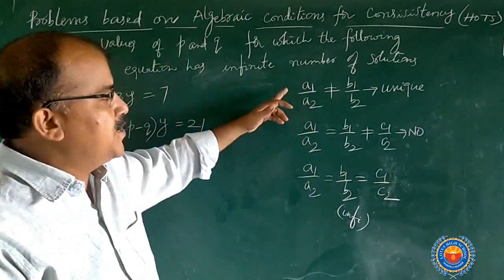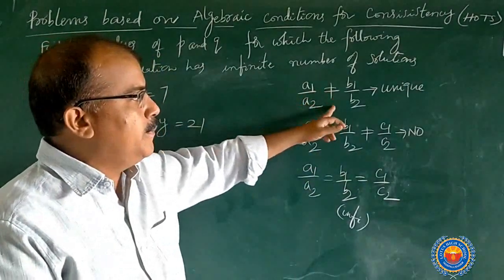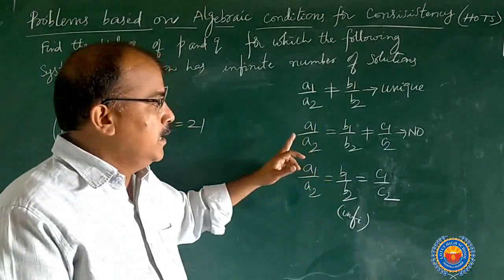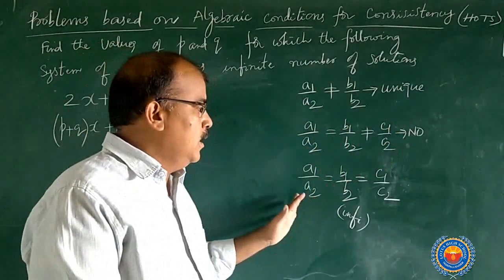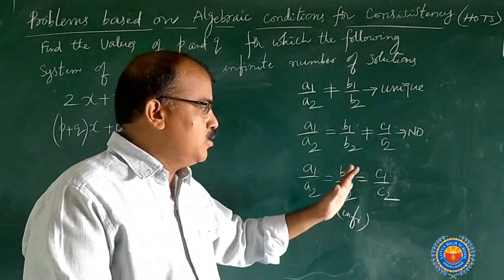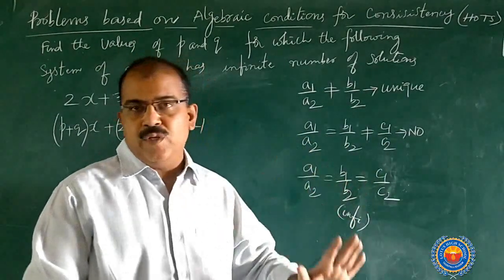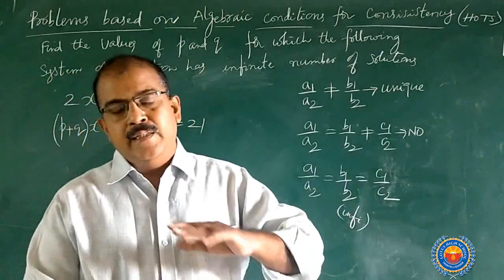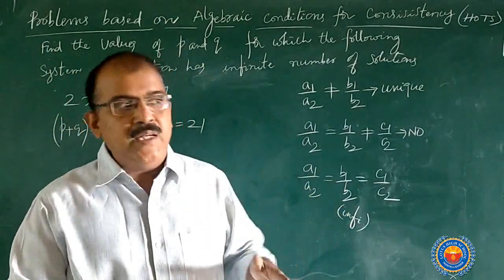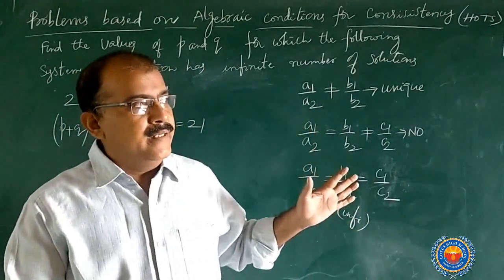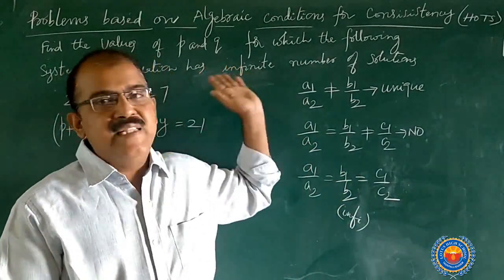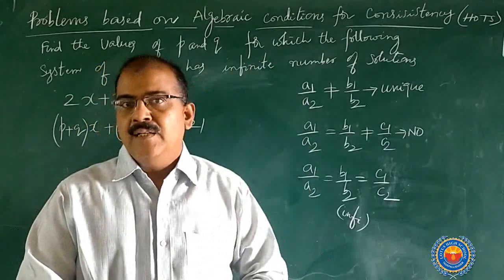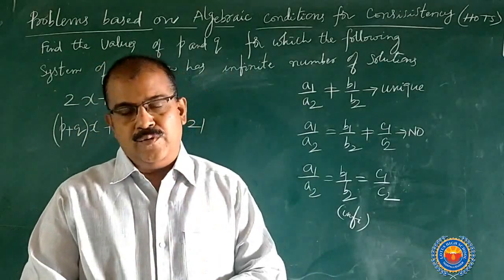So if the condition is a1 by a2 is not equal to b1 by b2, that is nothing but unique solution. a1 by a2 is equal to b1 by b2 is not equal to c1 by c2, no solution. a1 by a2 is equal to b1 by b2 is equal to c1 by c2, infinitely many solutions. These models we did in the last two videos. Especially in the last video we find the unknown value. If an unknown value is there in the pair of linear equations, we find the unknown value.